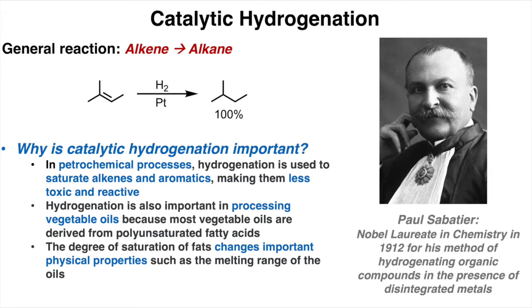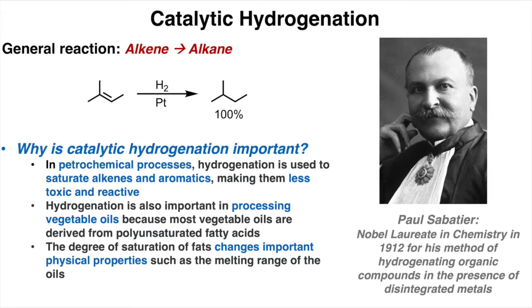Well, especially in petrochemical processes, hydrogenation is used to saturate alkenes and aromatic compounds to make them less toxic and reactive. Hydrogenation is also used in processing vegetable oils because most of them are derived from polyunsaturated fatty acids. One example of this is how margarine is made.